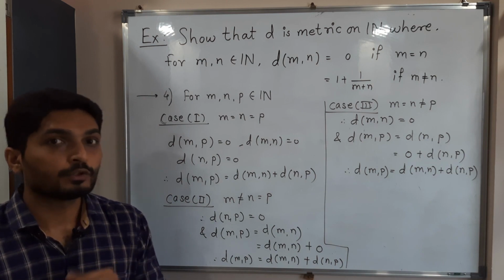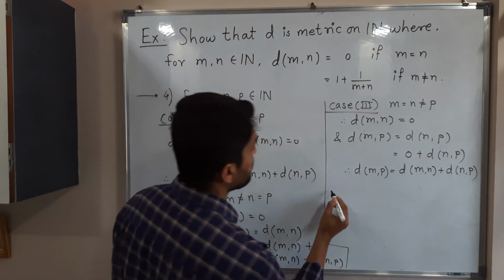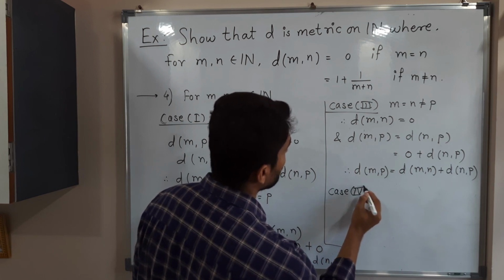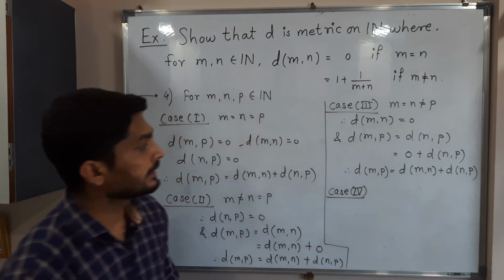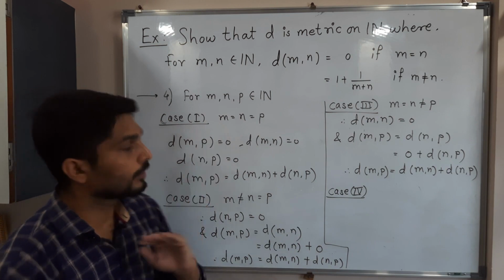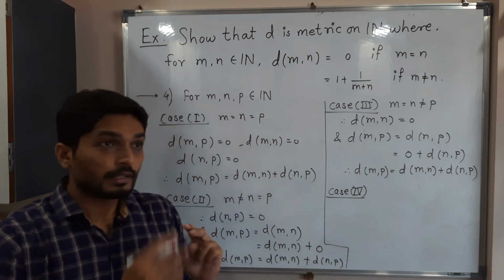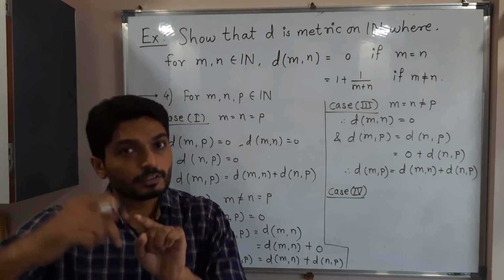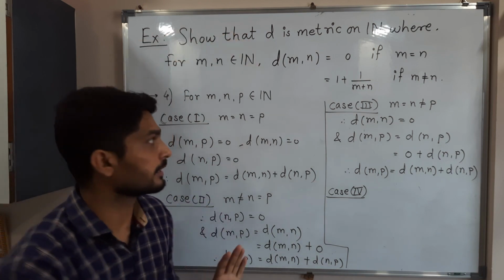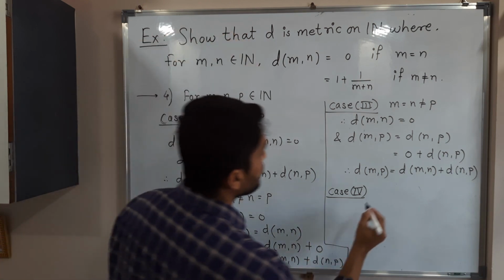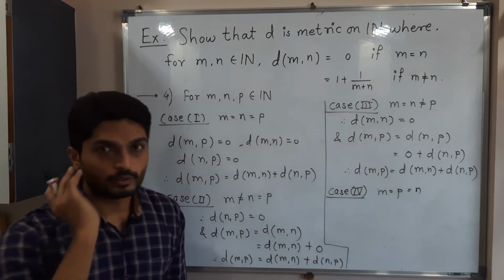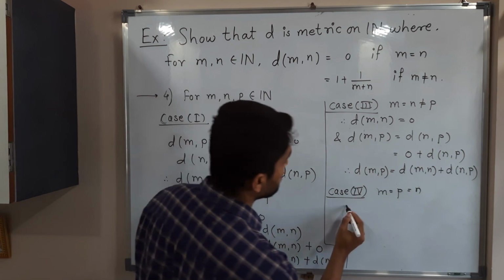Okay, so let us go for the next case, case number 4. Can you tell me case number 4? What will be case number 4? See what we have assumed: all of them are equal; next, last two are equal; next, first two are equal. Now I will consider first and last are equal, middle one is different. That means m and p are the same, but n is different. See what will happen if m and p are the same.